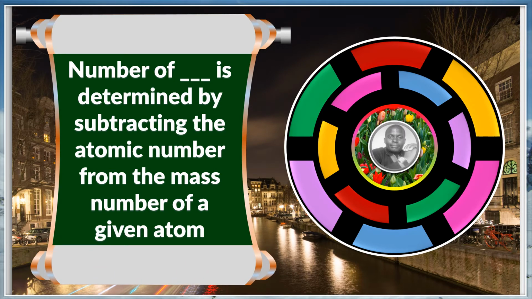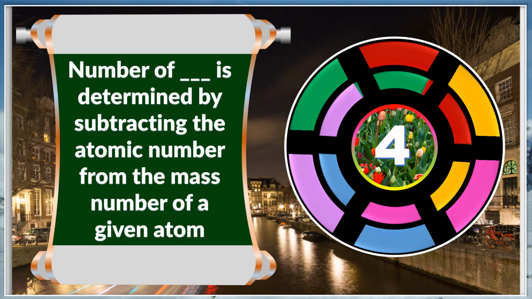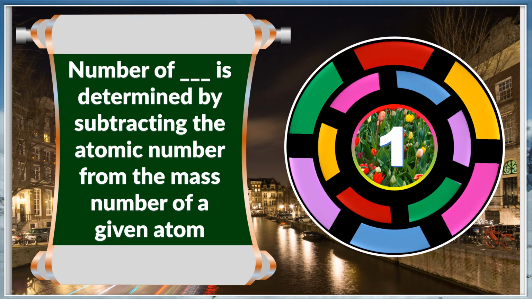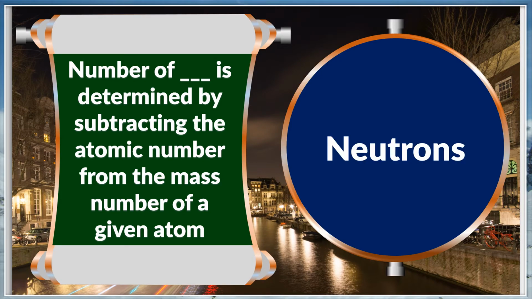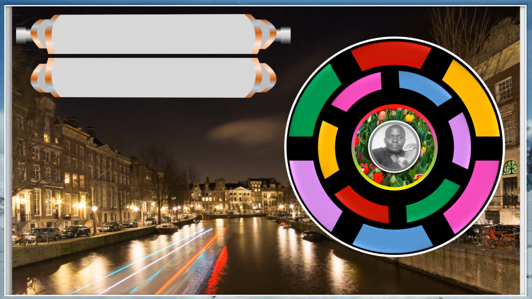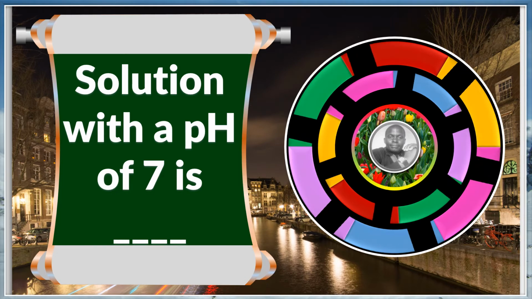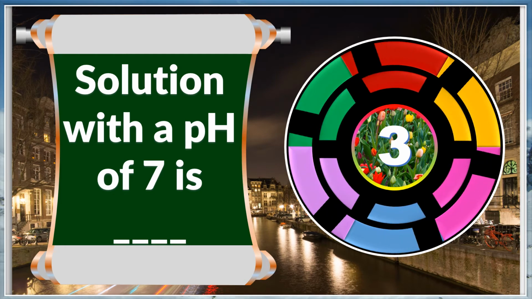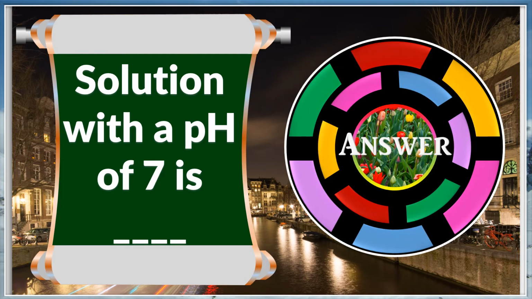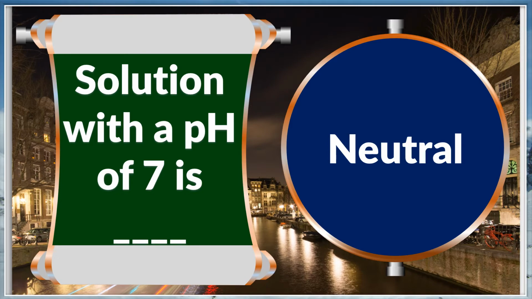Number of dash is determined by subtracting the atomic number from the mass number of a given atom. Neutrons. Solutions with a pH of 7 is neutral.